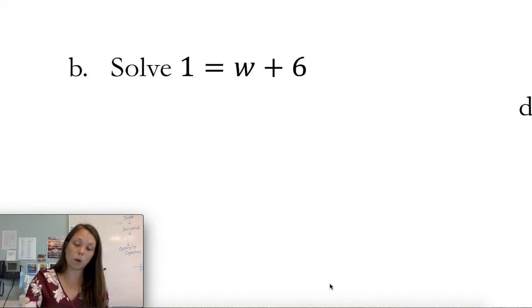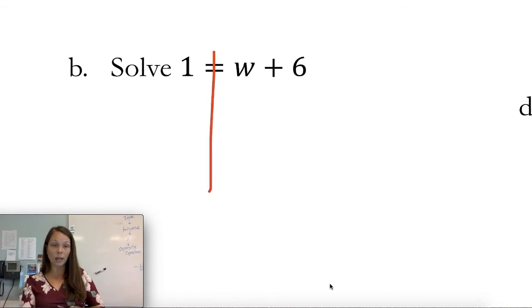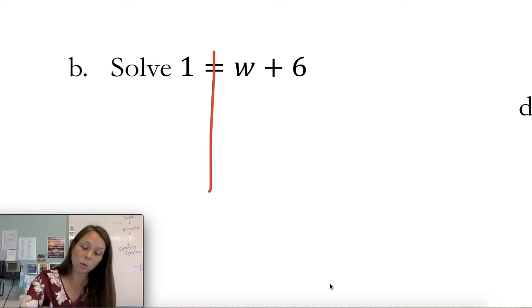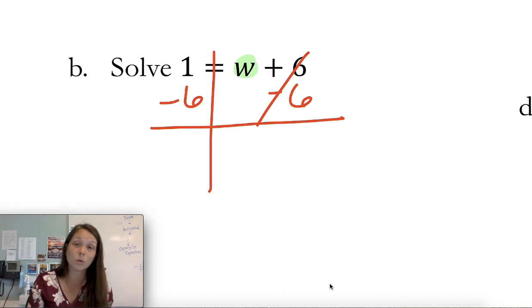Going through a similar process with part B. Some of you might remember from past math classes, they put a line through the equal sign to help you stay organized with the left and right side. Again, we want to get the variable by itself. So I'm going to subtract 6 from both sides because that's going to cancel out the positive 6. That is, the inverse of addition is subtraction. I'm going to end up with negative 5 equals W.